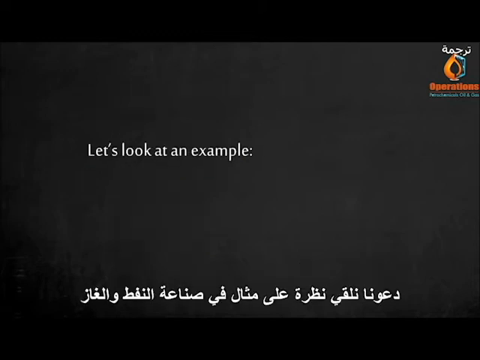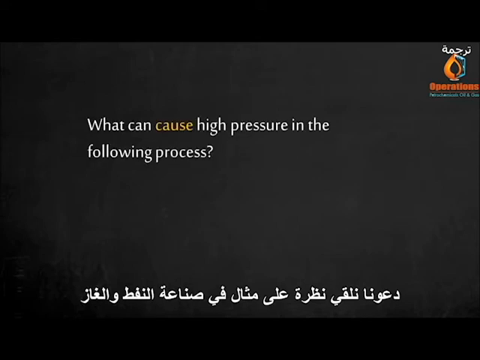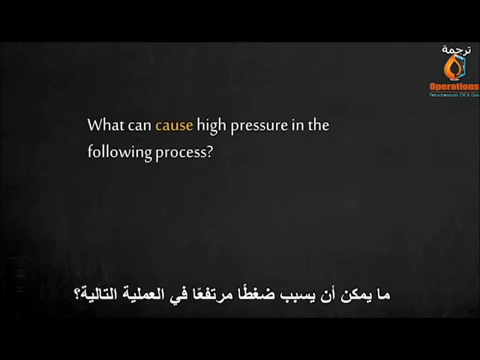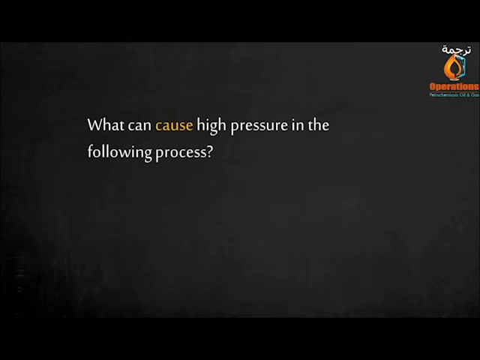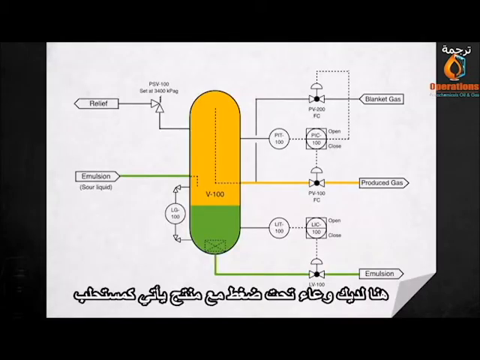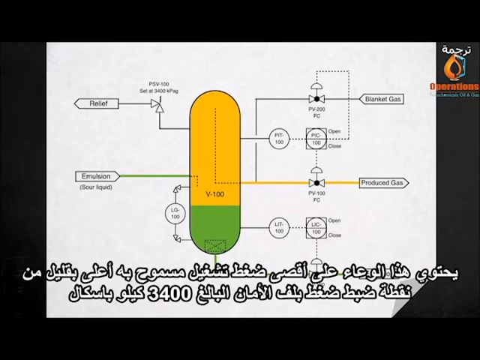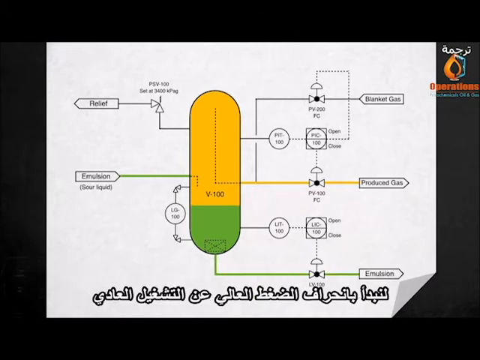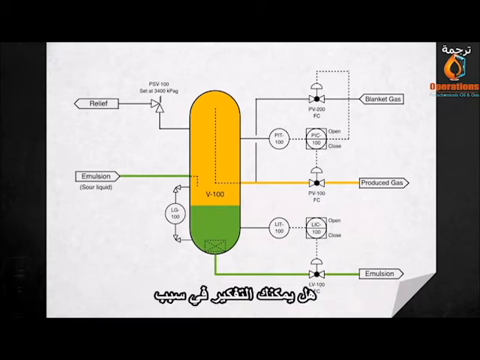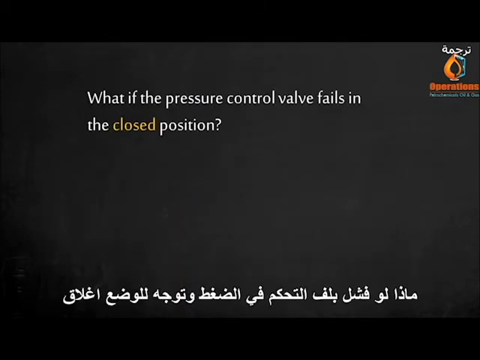Let's look at an example in the oil and gas industry. What can cause high pressure in the following process? Here you have a pressure vessel with product coming in as emulsion. This vessel has a pressure control loop and a level control loop. This vessel has a maximum allowable working pressure slightly above the pressure safety valve set point of 3400 kPa(g). Let's start off with the high pressure deviation from normal operation. Can you think of a cause? What if the pressure control valve fails in the closed position?